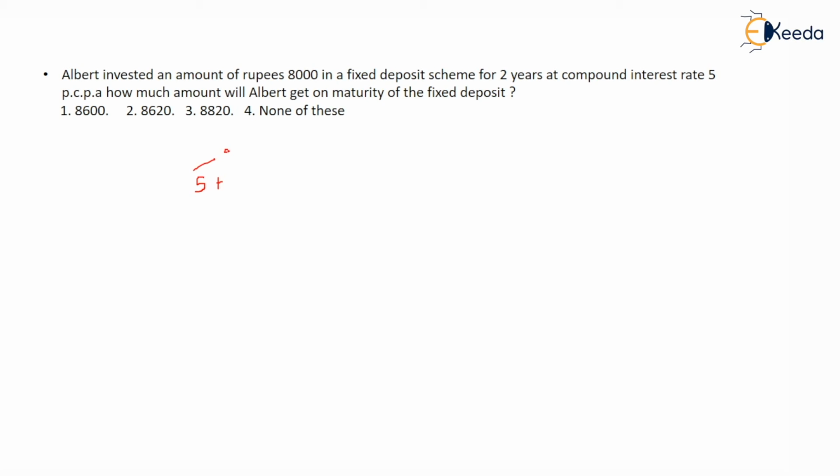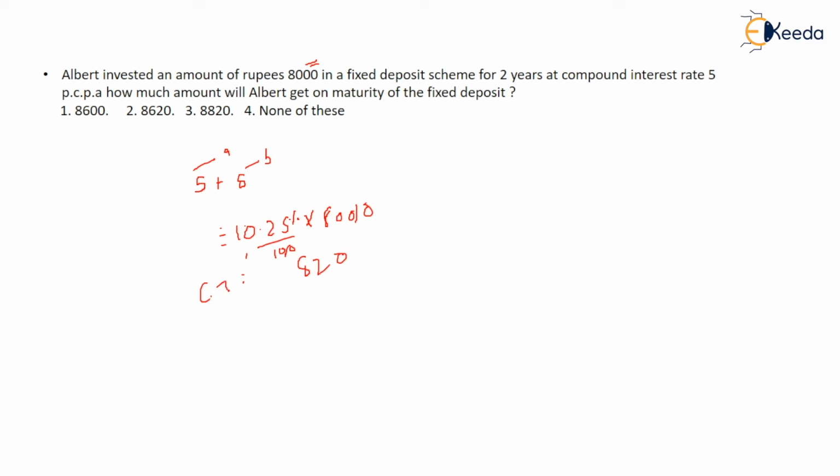So 5 for first year, 5 for next year, right? And what they ask you, find the amount that he will get after 2 years, right? So you can solve this. So after solving this, a plus b plus ab by 100, what you get? You get 10.025. 10.25% of 8,000 you have to calculate into 8,000. This will give you 820. Okay, this is percent, so you always have to divide it by 100. Don't forget. This gives you 820.